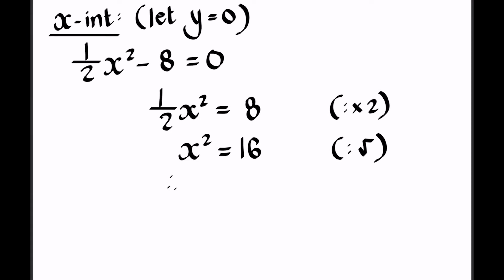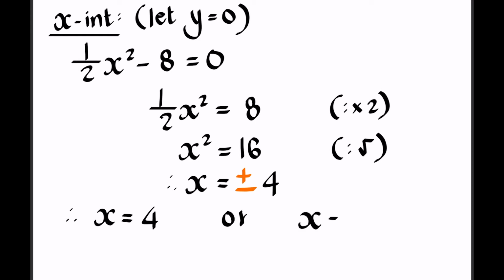So therefore, x is equal to, and this is the process that I just want to remind you of. Don't forget, when you square root a number, you have a positive and a negative answer. You have both values, and you have to remember that. The square root of 16 is 4, so x is equal to plus or minus 4. So that means, therefore, that x is equal to positive 4 or x is equal to negative 4.